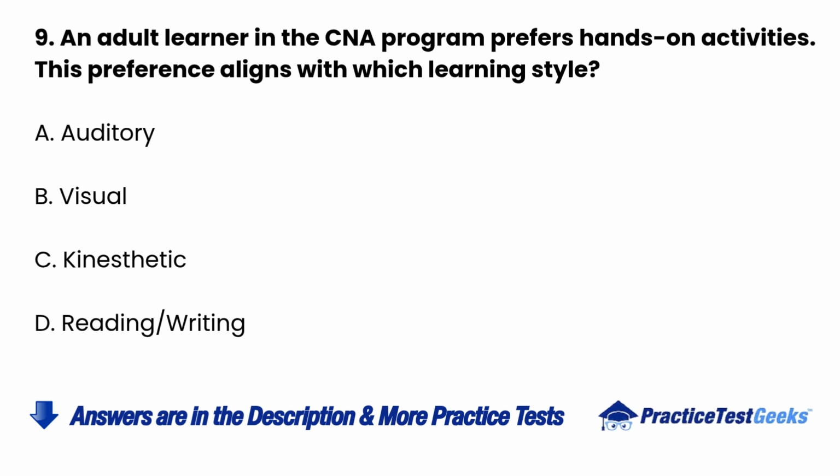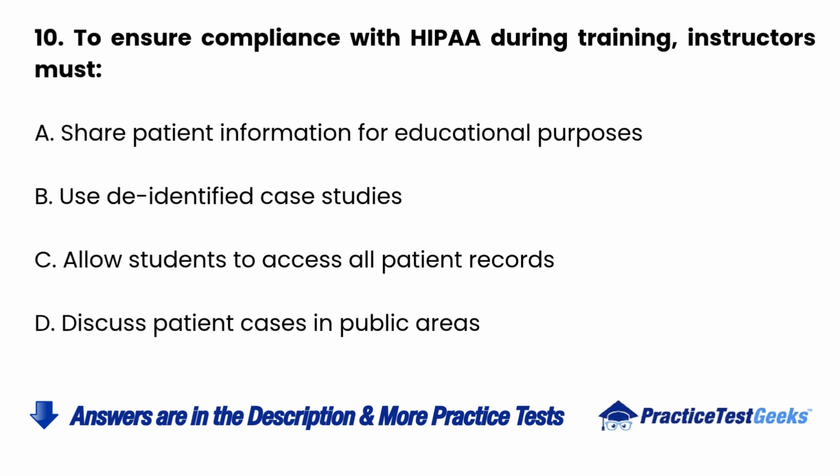9. An adult learner in the CNA program prefers hands-on activities. This preference aligns with which learning style? A. Auditory. B. Visual. C. Kinesthetic. D. Reading-writing.